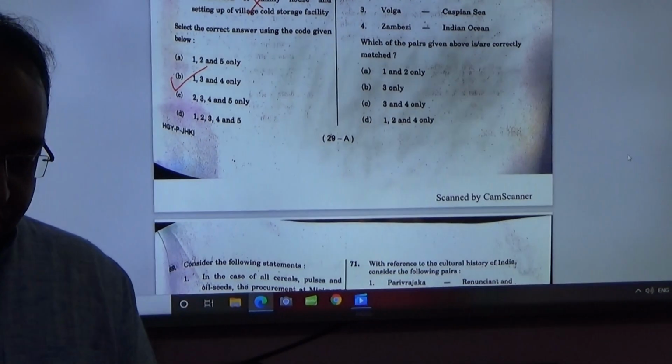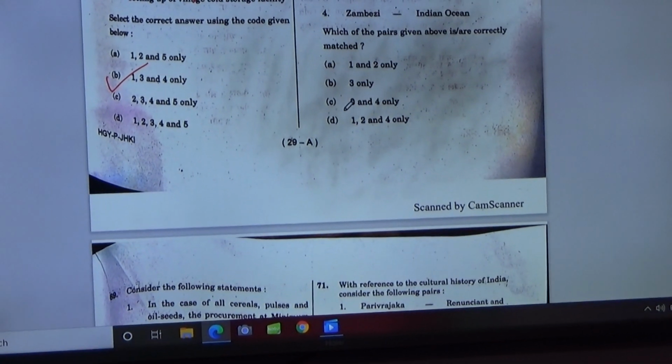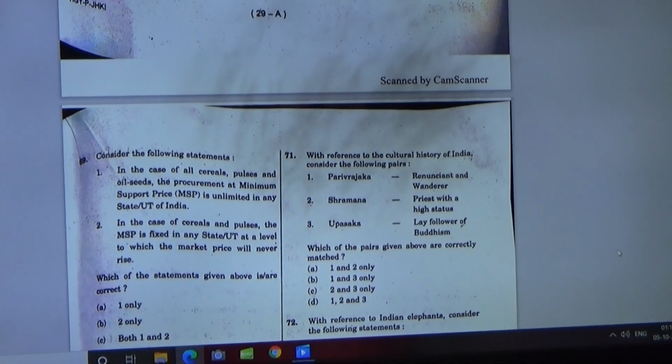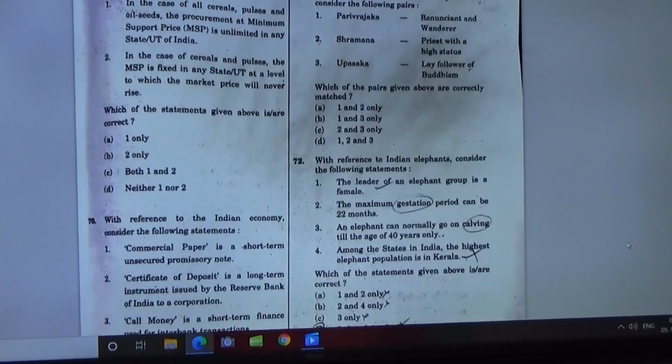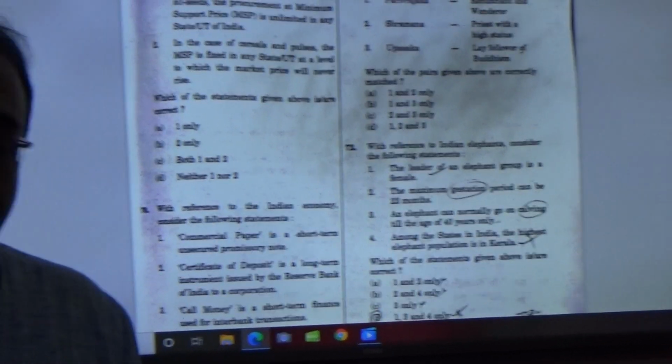Then 68 is basically a geography question. Of course, it is based upon a map. You must be knowing it also. The answer here is 3 and 4, so we don't have to discuss it right now. We'll discuss it in a separate video along with all the other questions. Let's be focused here only on economy.